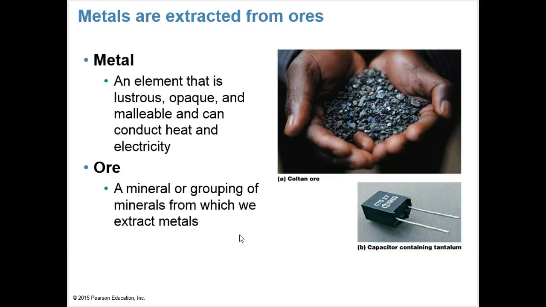A metal is an element that is lustrous, opaque, that means you cannot see through it, and malleable, meaning it can be formed and pounded with a hammer and reshaped, and it can conduct heat and electricity. An ore is a mineral or grouping of minerals from which we extract metals, and metals are extracted from ores. Here's a capacitor containing tantalum, and this is what molten ore looks like.